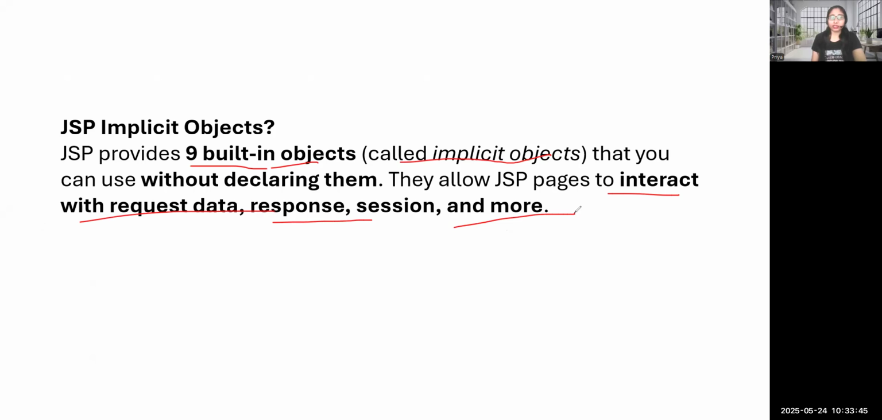So what is a JSP implicit object? JSP provides 9 built-in objects called implicit objects, which means we can use them without declaring them. They allow JSP to interact with request data, response, sessions, and many more. Okay, let's move to the second slide.